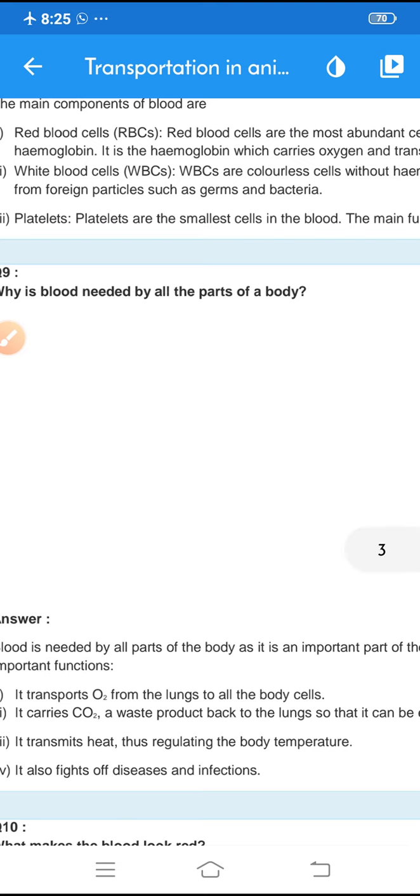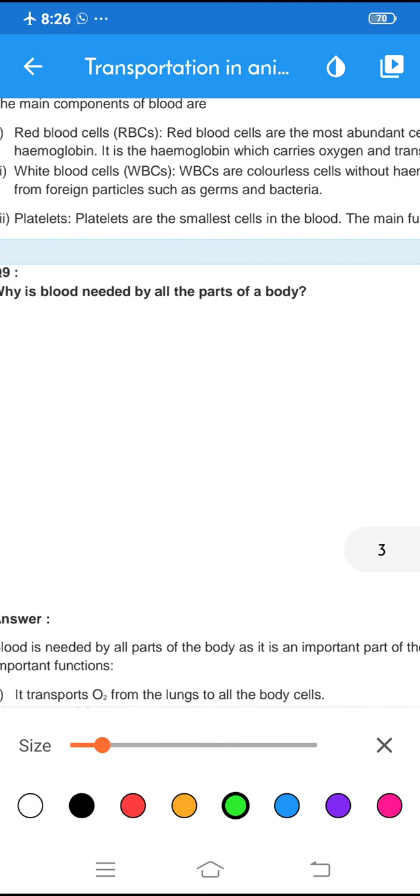The third type of blood cells are called platelets. So what are platelets? Platelets are the smallest cells of the blood. Remember all of you, platelets are the smallest cells in the blood.